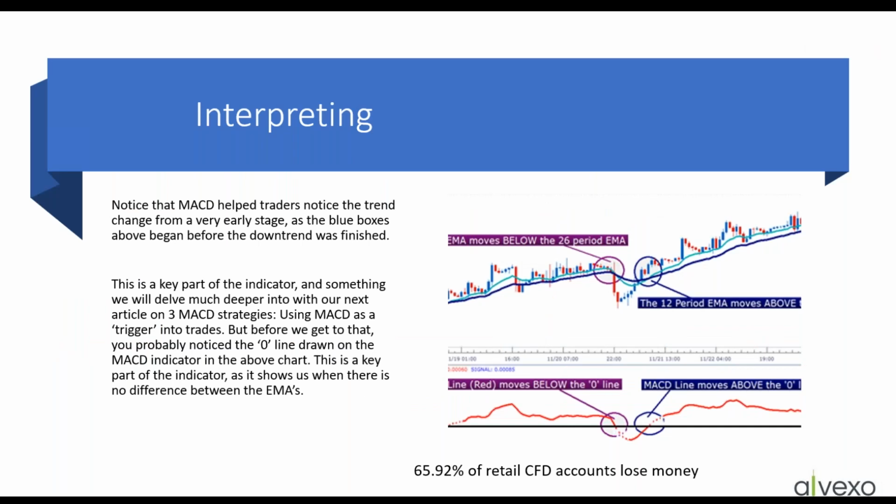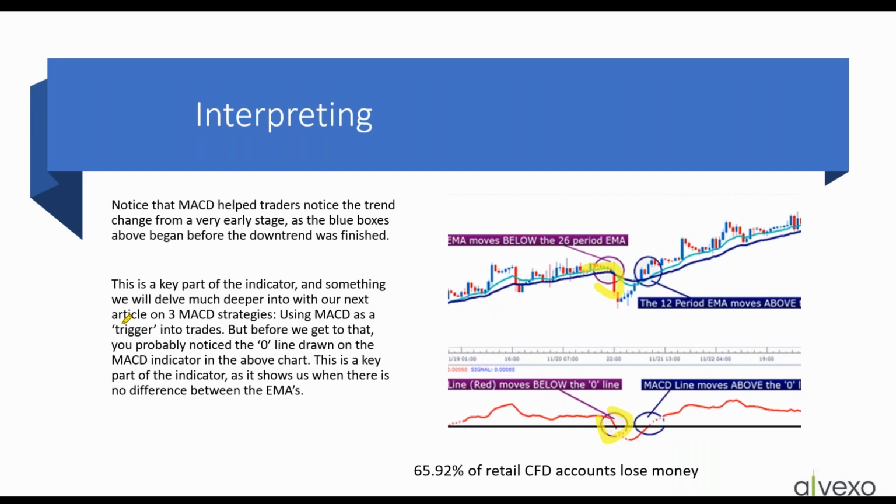So we can notice that the MACD helped traders notice that the trend changed at a very early stage. Before we saw a shift in the actual price, we could see that this trend was losing its momentum and shifting. So this is a key part of the indicator and something we will delve into deeper, using MACD as a trigger in trades.